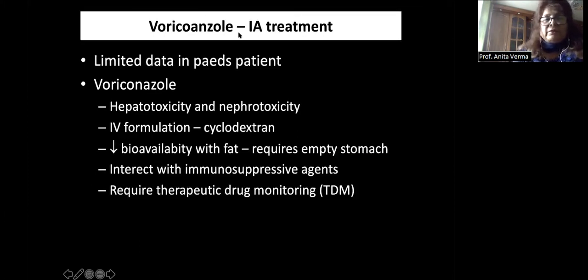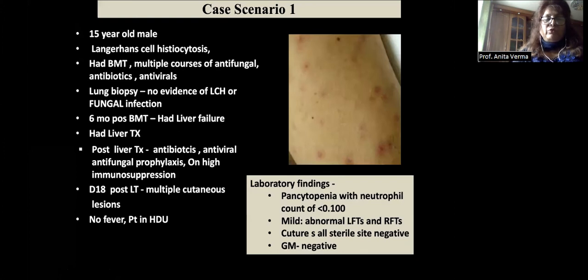Now, voriconazole is the first line drug for the treatment of invasive aspergillosis. However, there is limited data in pediatric patients. We do always use it in patients with invasive aspergillosis, but there are a number of side effects. It can be associated with hepatotoxicity and nephrotoxicity. It has decreased bioavailability with fat, and it requires anti-stomach acid. It interacts with immunosuppressive agents. The biggest drawback is that you always have to do therapeutic drug monitoring to make sure that your immunosuppressive level and voriconazole level are adequate.